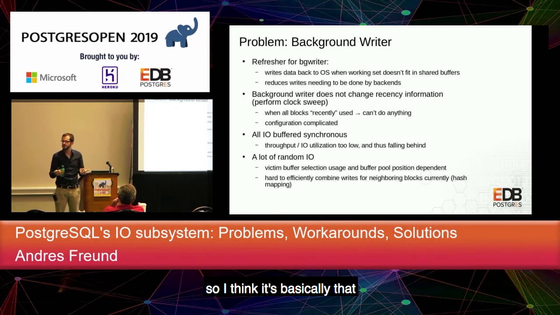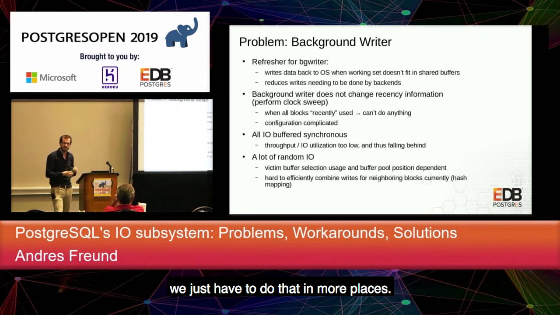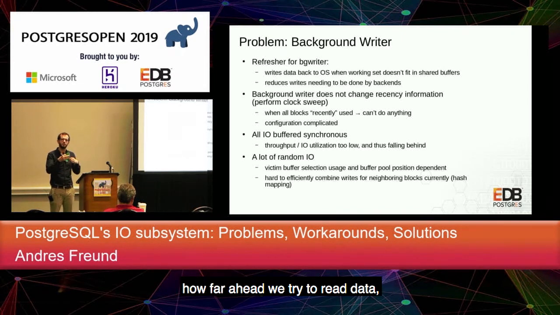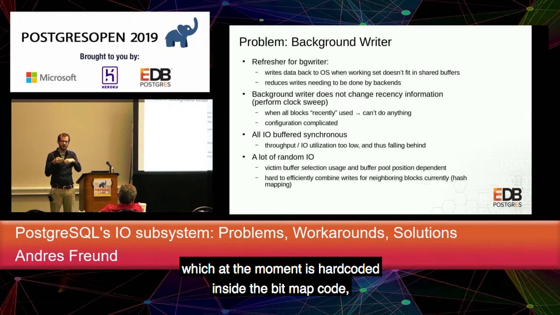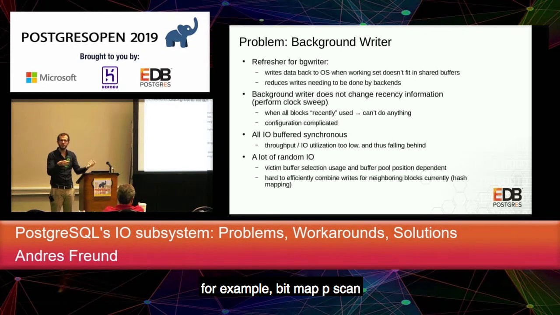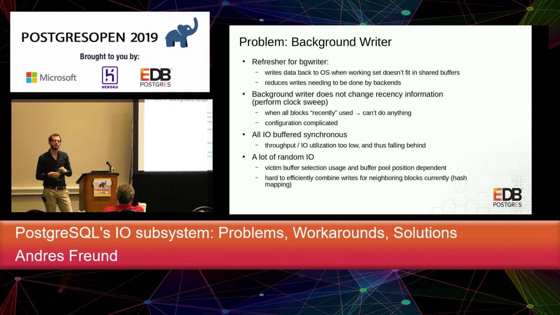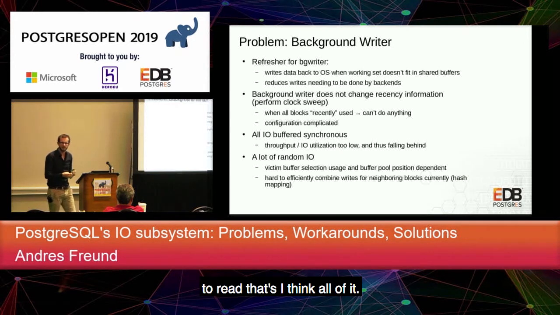So I think it's basically that. We just have to do that in more places. I don't think there's a fundamental generic infrastructure for that. What you can do is have infrastructure for controlling how far ahead we try to read data, which at the moment is hard-coded inside the bitmap heap scan code, because that's the only place where we currently need it, but that part we should generalize, like knowing how far ahead of the current processing point to read, but that's, I think, all of it.